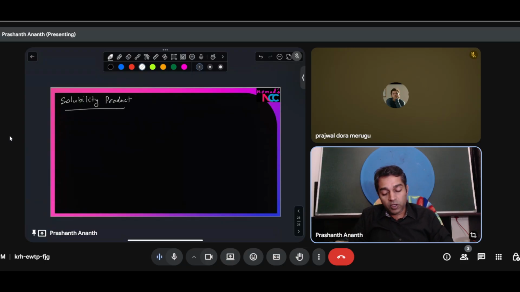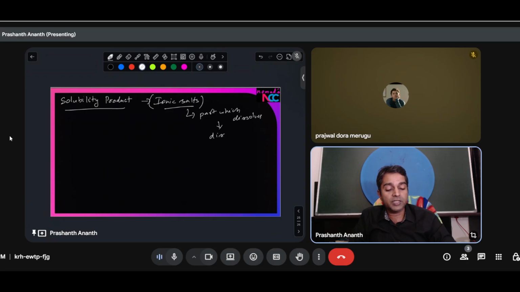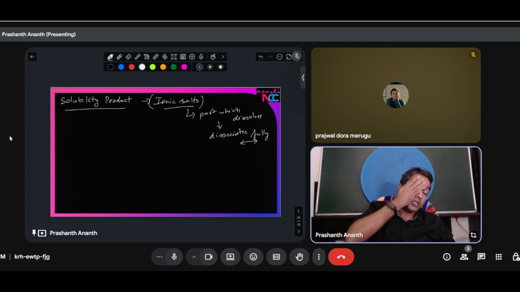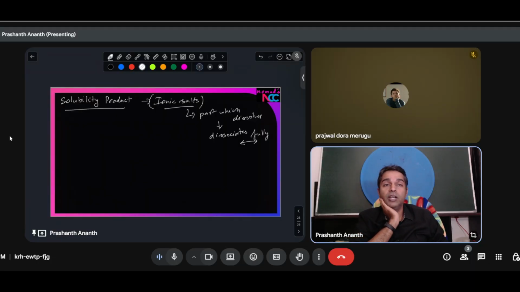What is the idea behind solubility product? If I am going to be having, say, something which is going to be a salt, which is an ionic salt. This is meant for ionic salts. It is not meant for random salts. It is meant for ionic salts. Ionic salt, now what does it mean? Part which dissolves. We will be assuming it dissociates fully. Or we should have one more equilibrium associated over there. So we will be assuming that the part which dissolves dissociates completely when it comes to these kind of cases.